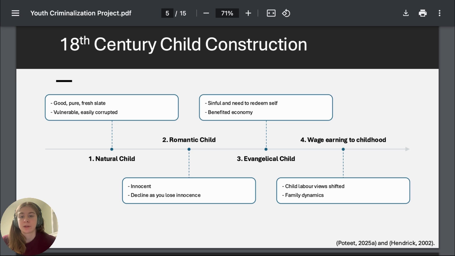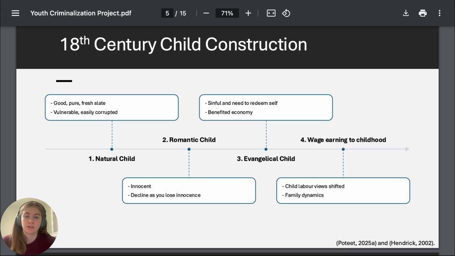And then pretty quickly after that, moving into the start of the 1800s, we had the evangelical child, which was deeply rooted in religious values. This also benefited the economy, as sending children to Sunday schools or trying to instill in them what was viewed as good values was seen as good for the economy and the future of society. The main tenets of this view were that children were sinful and would need to redeem themselves, and a lot of this came from religious teachings.